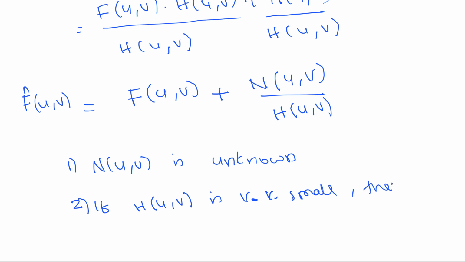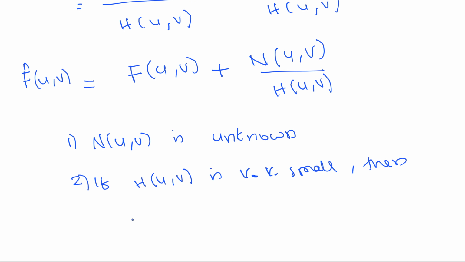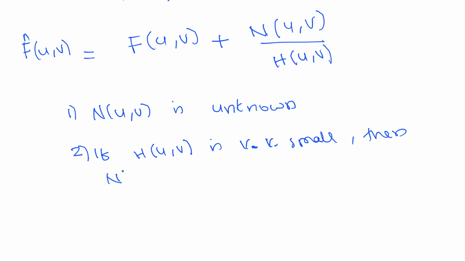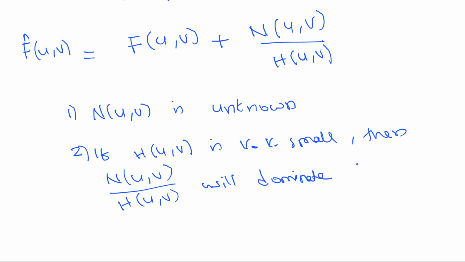Then n of uv divided by h of uv will dominate over f of uv. That means if h of uv at some point is very small, then n of uv divided by h of uv will be very large, much greater than f of uv. So that will further distort my image.